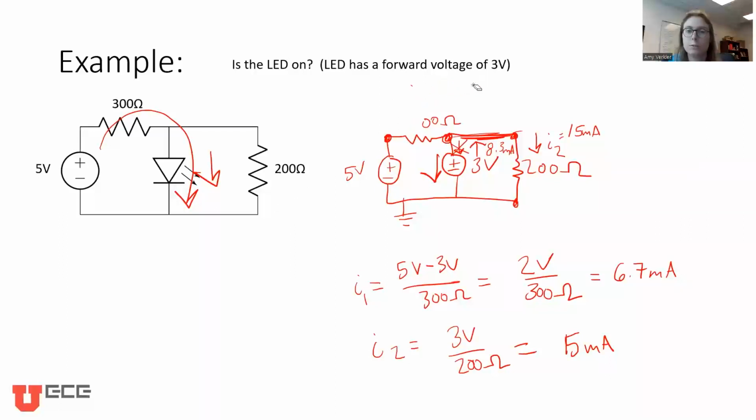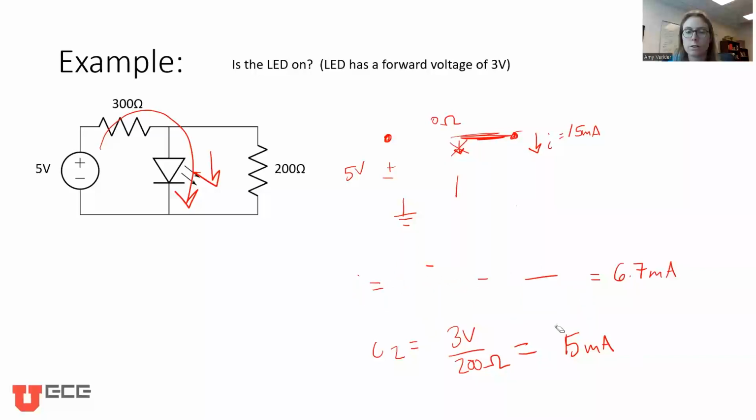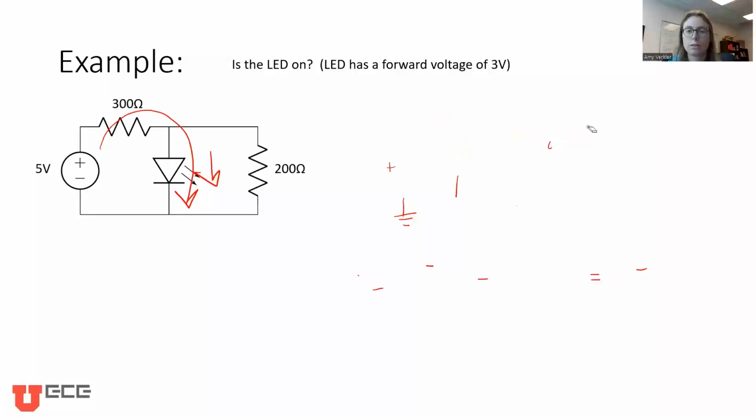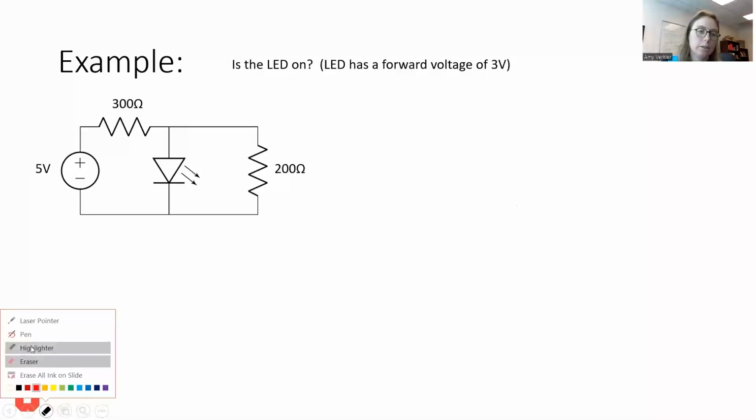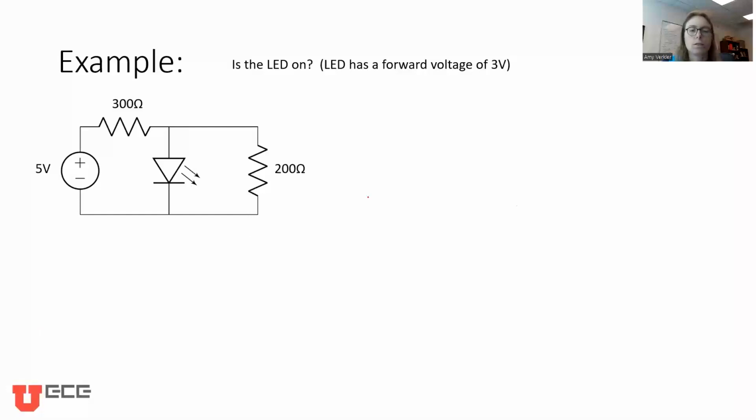So I will erase our work so we can get a fresh start. Okay. And we will start again fresh. So now we are assuming the diode is off. So the simplified circuit will look like this.